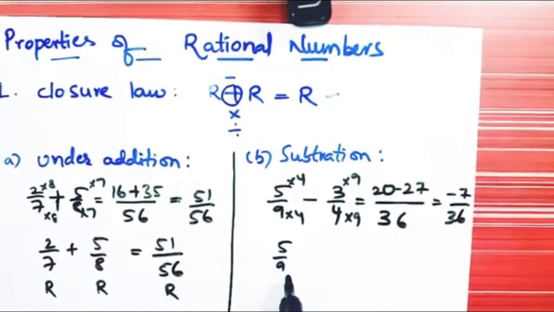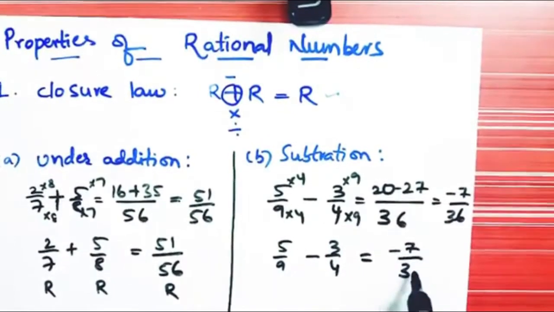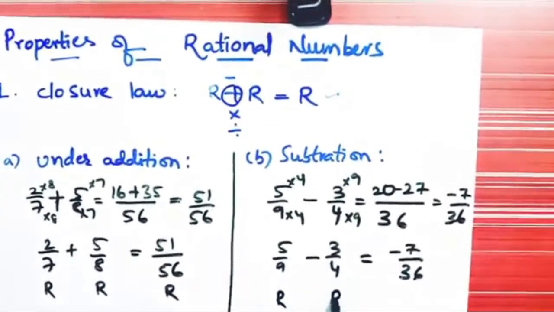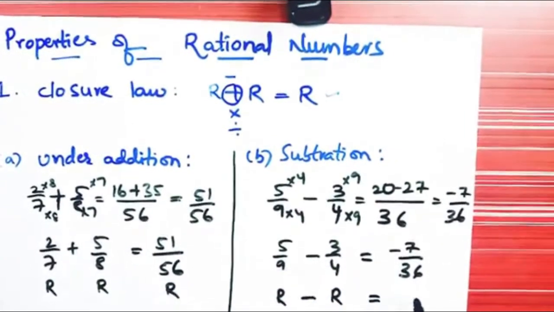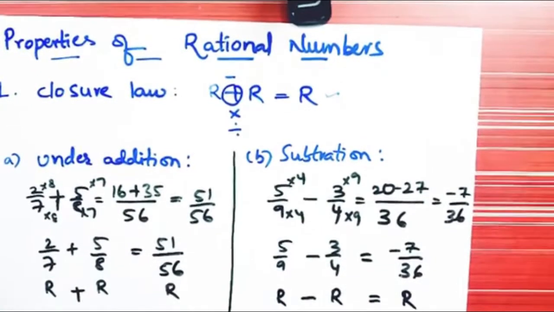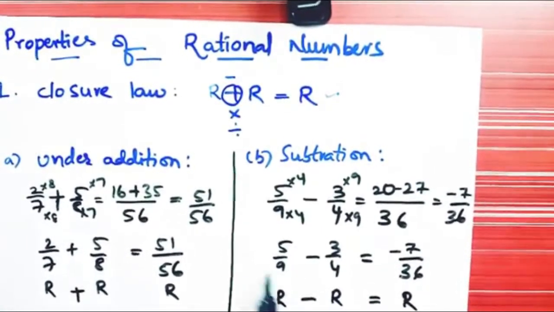So 5 by 9 minus 3 by 4, if you do the subtraction, you will get minus 7 by 36. So 5 by 9 is a rational number, 3 by 4 is a rational number. For subtracting the two rational numbers, the answer is also a rational number. So from this example we can conclude that rational numbers are closed under subtraction.